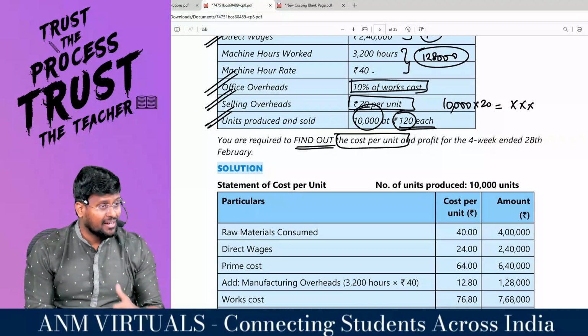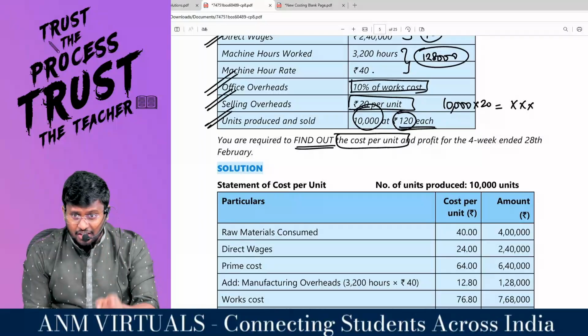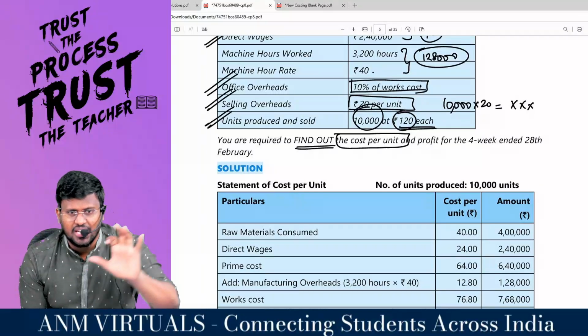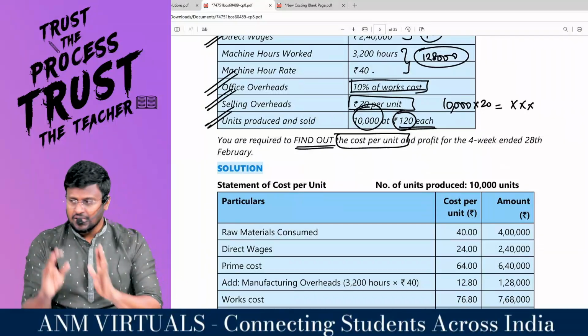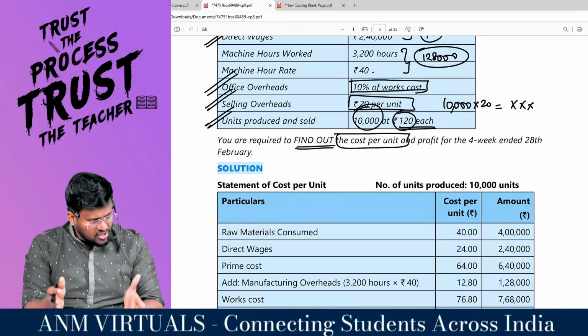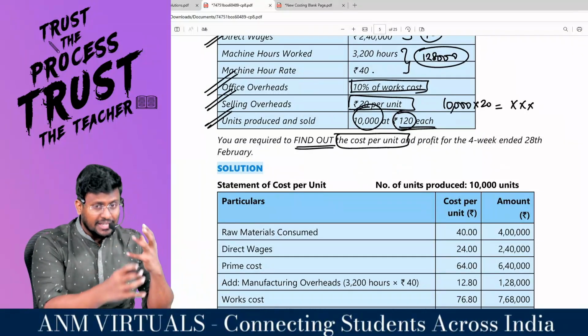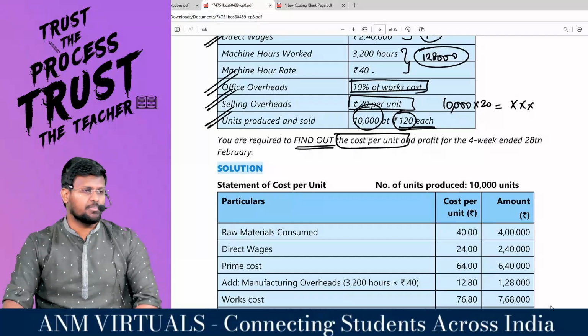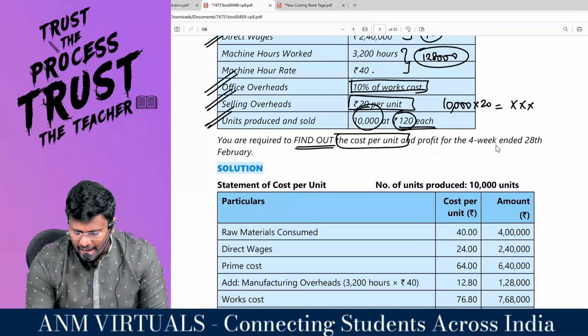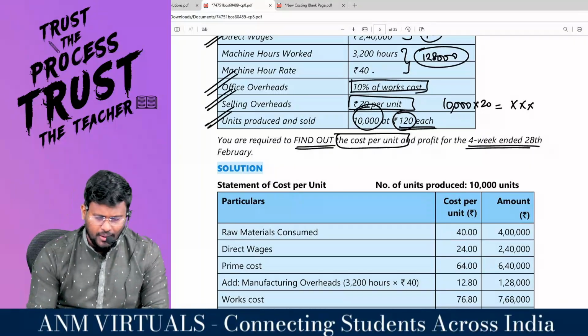Why is it repeated in our syllabus? Just to differentiate between job costing and batch costing. Unit costing is different, job costing is different, batch costing is different. To say this, the same cost sheet has been once again repeated in our syllabus. Comfortable? So, find the cost and profit for the 4 weeks ended 28th February.